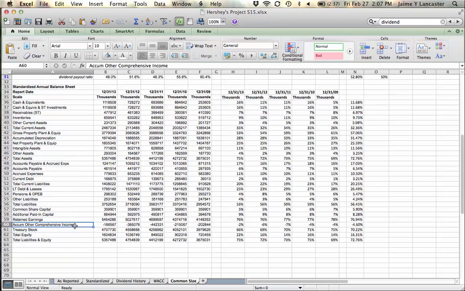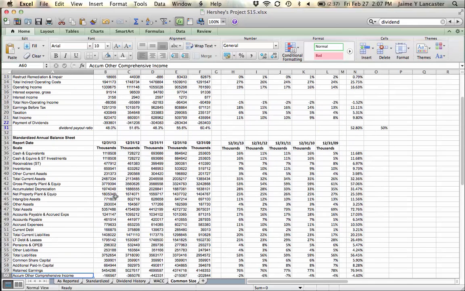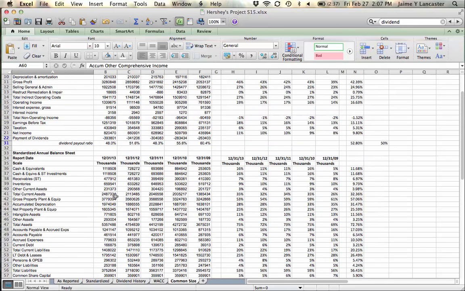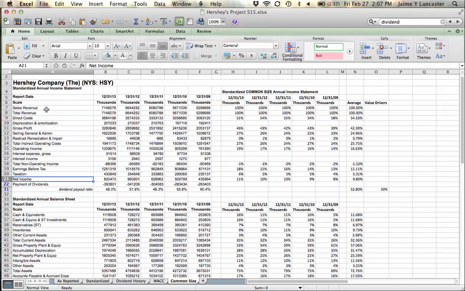But not all of it gets forecasted with a driver. Some of it is just a subtotal. Net income, for instance, won't get a driver. Net income is going to be equal to sales minus direct costs, minus depreciation, amortization, minus selling, general, and administrative. So you'll forecast a bunch of line items. Those will get drivers, but anything that's a subtotal won't get a driver.